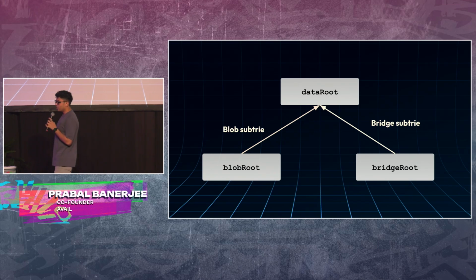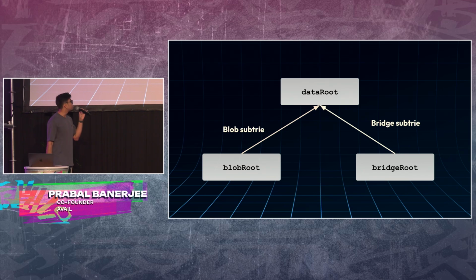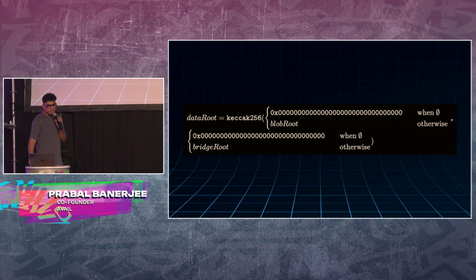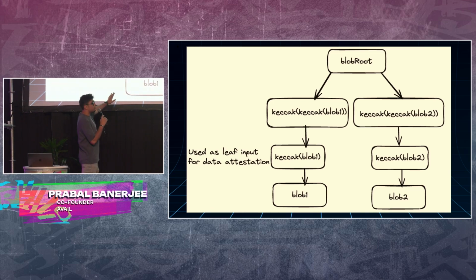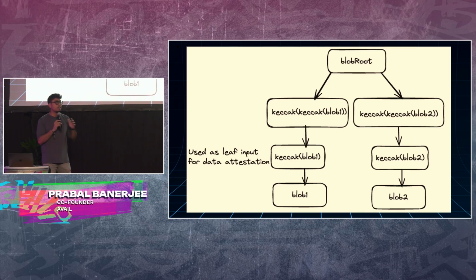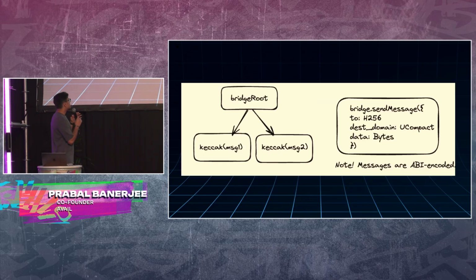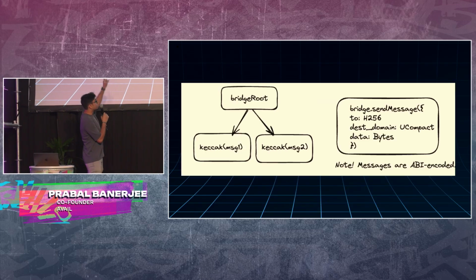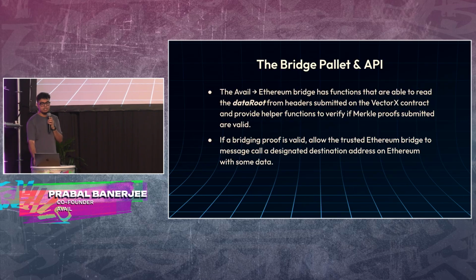And that's why we created a field called data root, which is essentially a composed root of two things. One is the blob root and another is the bridge root. Not going into the details, essentially it looks like this, where any blob that was submitted as part of the DA publication is essentially a leaf of the blob root. And any message that was passed as the bridge is essentially part of the bridge root. These are ABI encoded for ease of decoding.